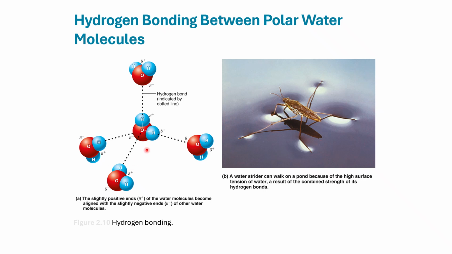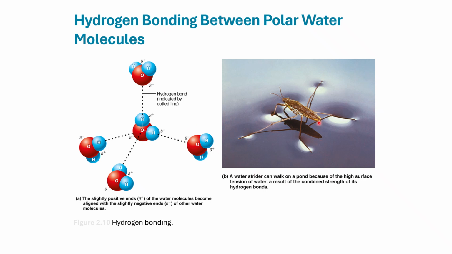The slightly positive ends of some of the water molecules align with the slightly negative ends of the others. So they'll rearrange each other to where the negative is facing the positive. Here the negative is facing the positive to negative. Remember, opposites attract. That tends to make the water molecules cling to each other. So hydrogen bonds are responsible for the resulting surface tension of water.